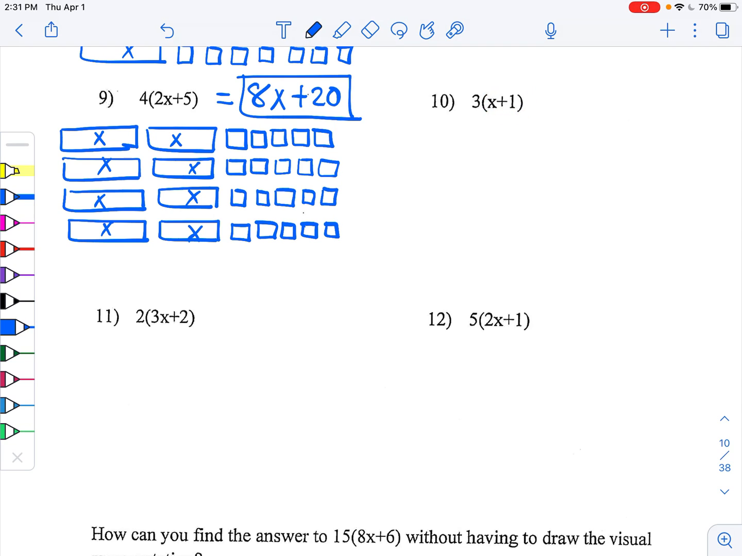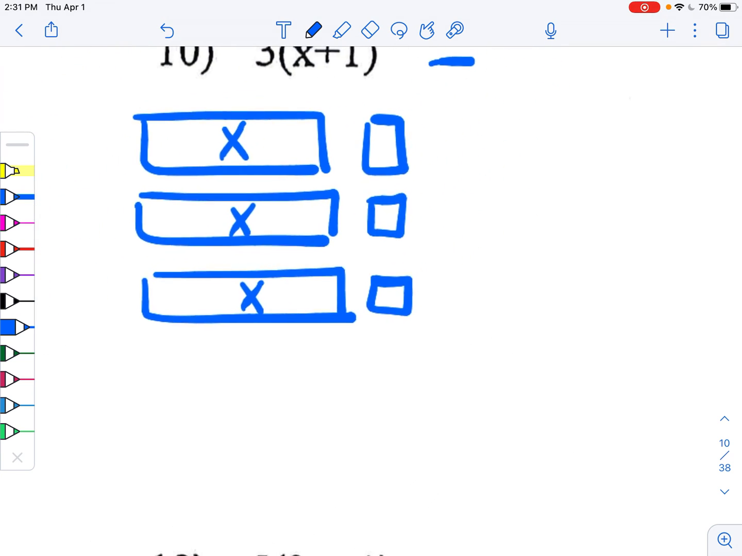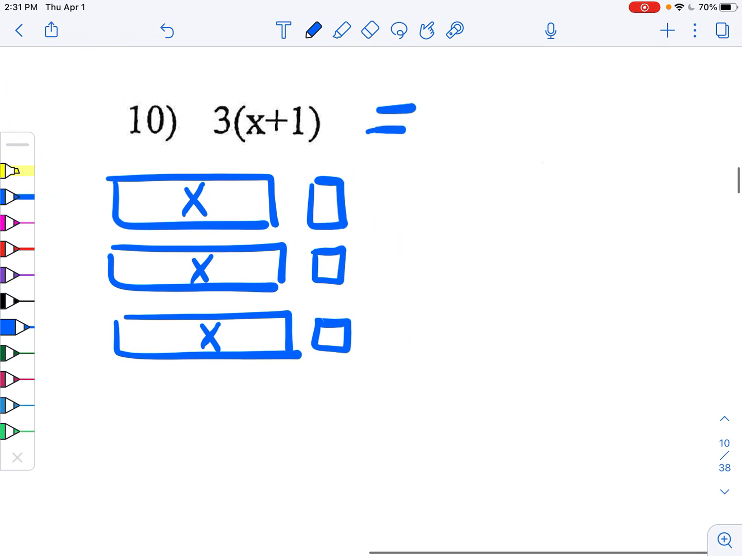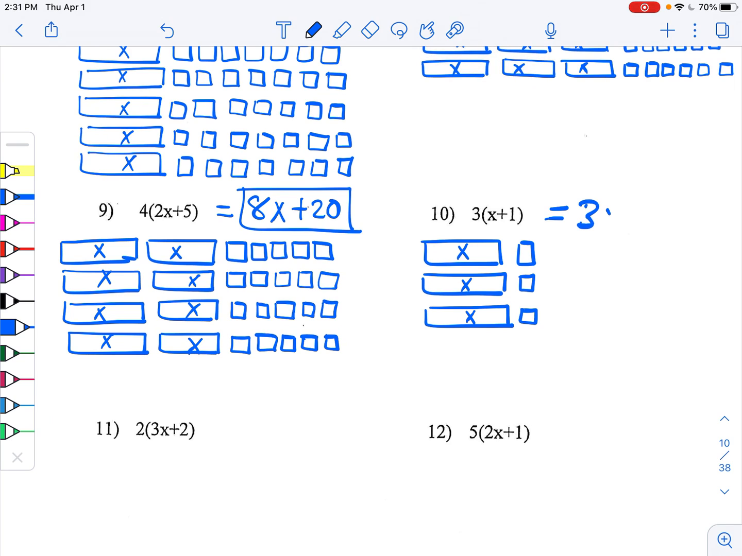All right, number 10, it says we have x plus 1. So let's draw an x rectangle and a baby square. And it looks like we have 3 groups of that. We have that 3 times. So since we have it 3 times, the proof is in the pudding, ladies and gentlemen. Looks like it's going to be 3x plus 3.